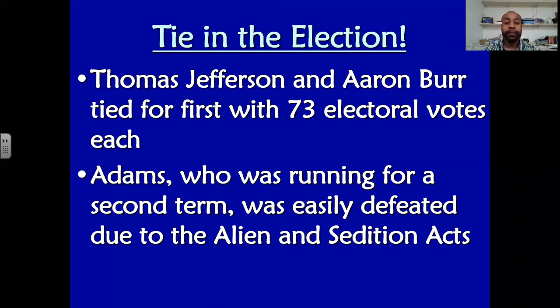But with the tie, as you notice right here in this section, Adams, who was running for a second term, was easily defeated due to the Alien and Sedition Acts. So the public really turned against him on his way out the door, and it becomes between Jefferson and Aaron Burr. Burr agrees to become the vice president to Jefferson, and so you have the first administration that's a complete ticket, with a president and a vice president running the administration.